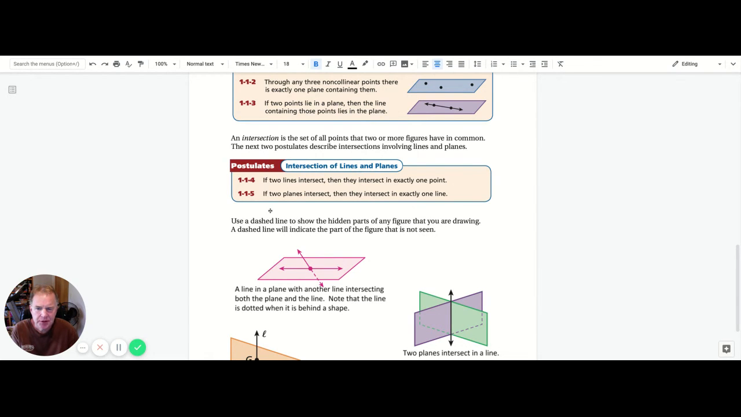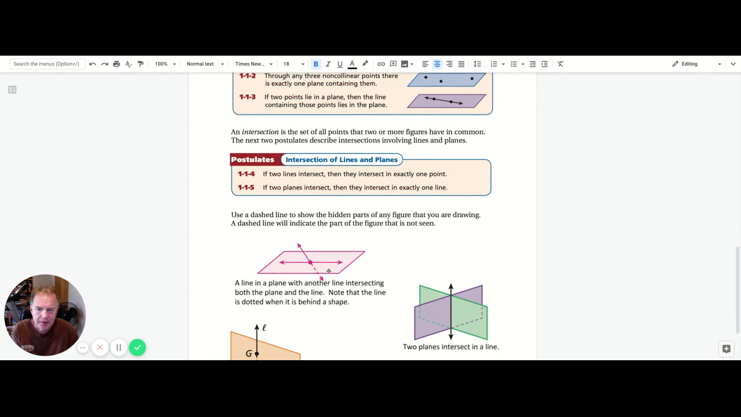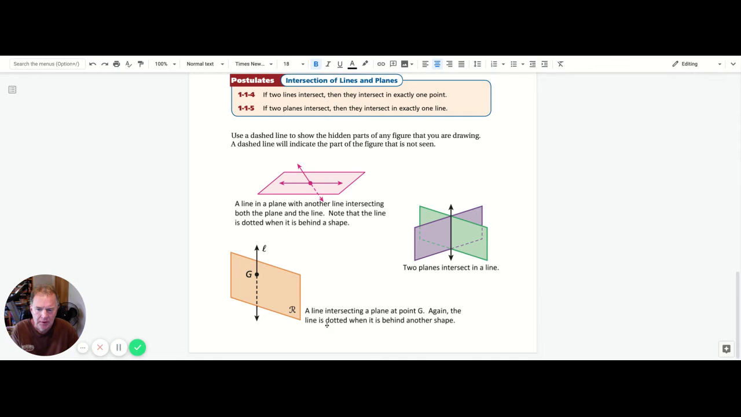We talk about intersection a lot. If 2 lines intersect, they intersect at exactly 1 point. Like in this picture, that point right there, those 2 lines intersect in. If 2 planes intersect, they intersect in a line. That's this picture right here. See the 2 planes and how they intersect in a line? So just take a look at these pictures and think about it. Notice the dotted line. That's because it's behind. You really can't see it. We show that it's behind by putting a dotted or dashed line.